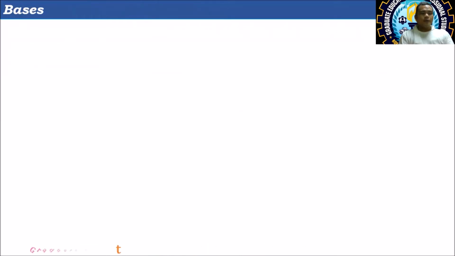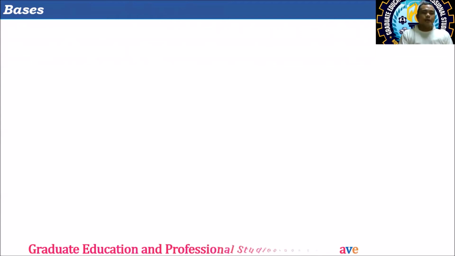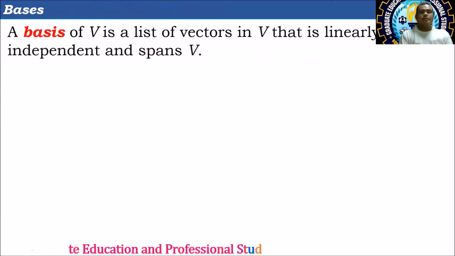Now we have here, next topic, we have what we call bases. So we'll define first bases. A basis of V or a basis of a vector space is a list of vectors in V that is linearly independent and spans V. Okay. So dalawa ang quantifiers niya. First, linearly independent. Second, spans V.